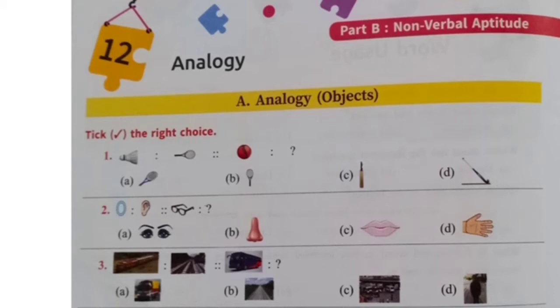So here we can understand very easily, students, that a shuttlecock is used to play badminton, and a ball is used to play cricket. That is why our correct option is C. Got it?